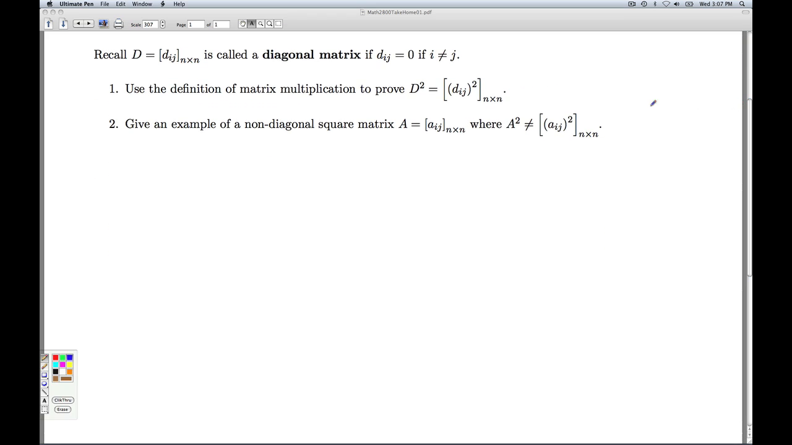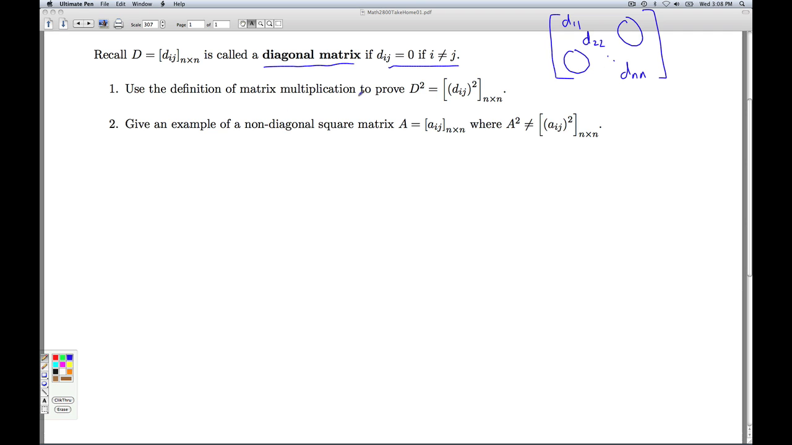We're reminded of the definition of a diagonal matrix. So D_ij is called a diagonal matrix if D_ij is 0 if i and j are different. So that means that we have these entries along the main diagonal here, and zeros everywhere else. That's what a diagonal matrix looks like.